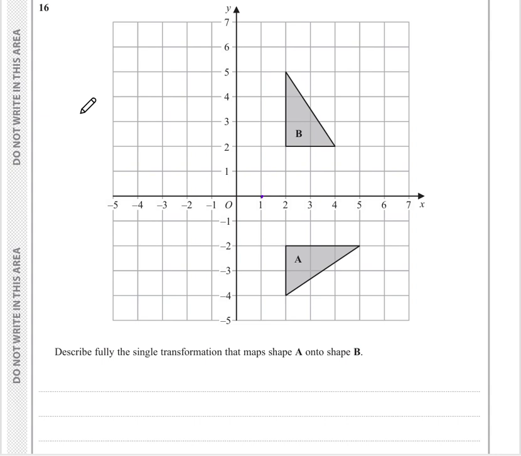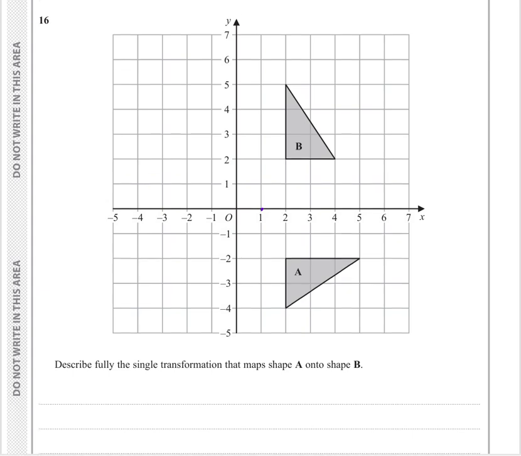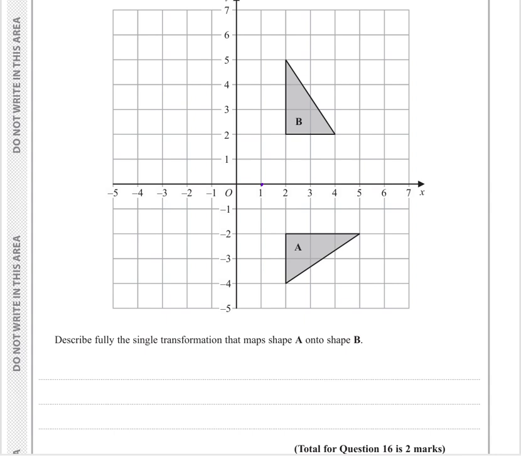Question 16. Describe fully the single transformation that maps shape A onto shape B. Let's just have a quick look. It's worth 2 marks, this question. Okay, so shape A we are starting with, and it's mapped onto shape B. So the shape, as you can see, turned around. It's the same size, so it's not going to be an enlargement. It's rotated around, so this one is going to be a rotation.